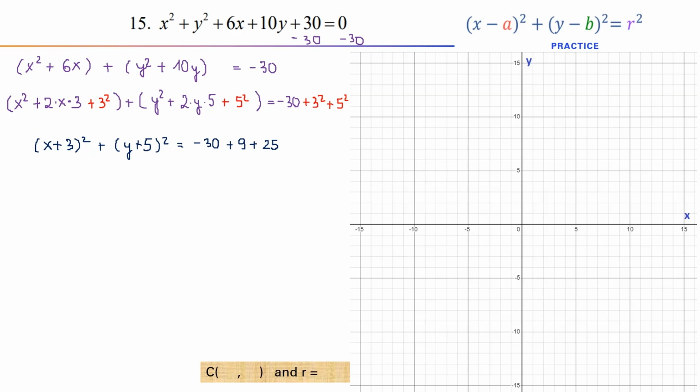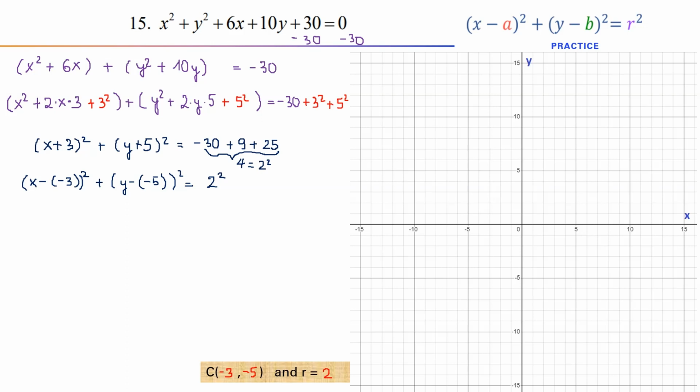We rewrite one more time. (x minus negative 3) squared plus (y minus negative 5) squared equals negative 30 and 25 is negative 5, plus 9 is 4. And 4 is equal to 2 squared. So now I will have (negative 3, negative 5) and r equals 2.